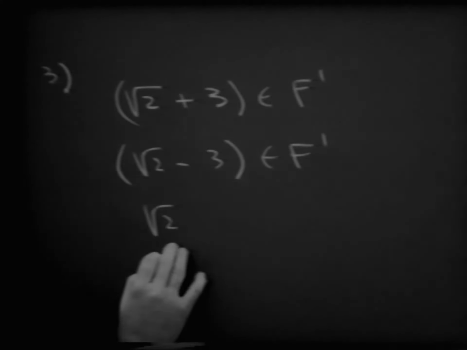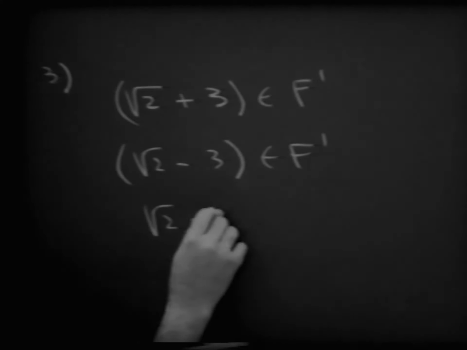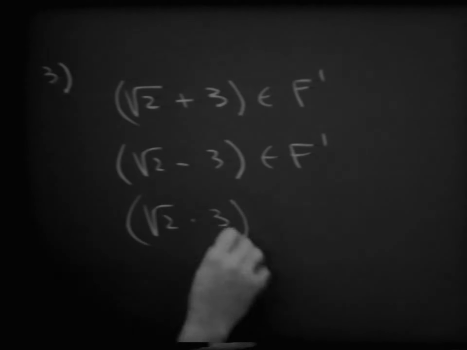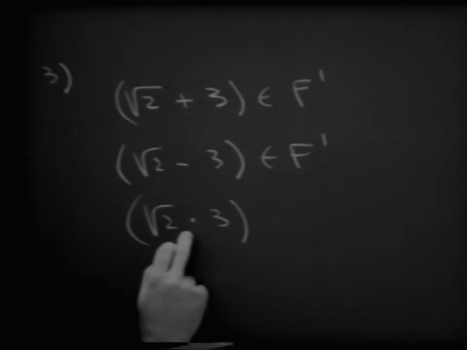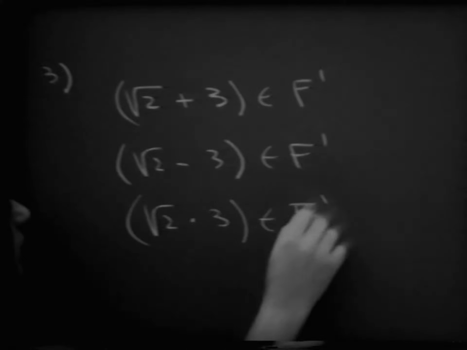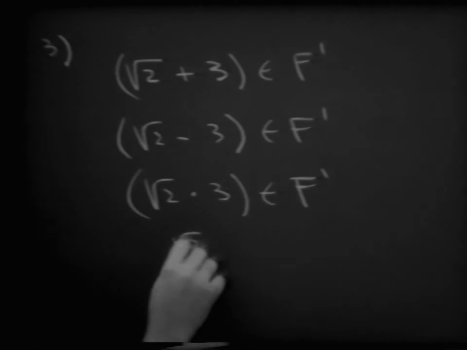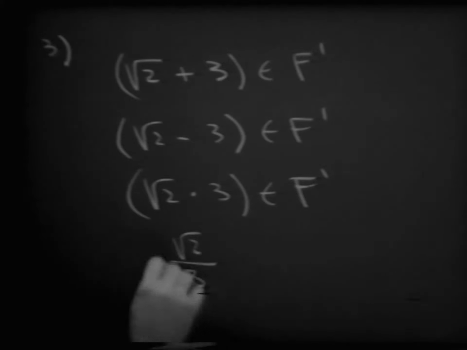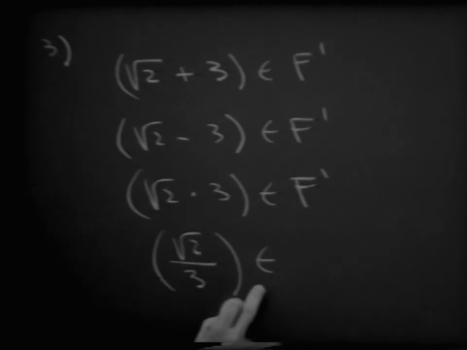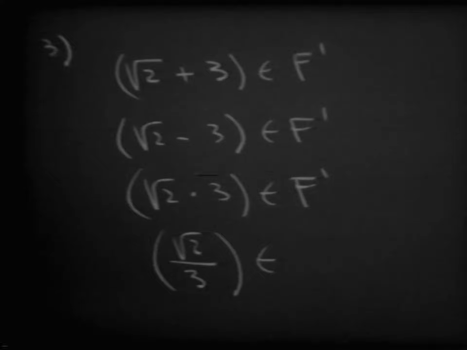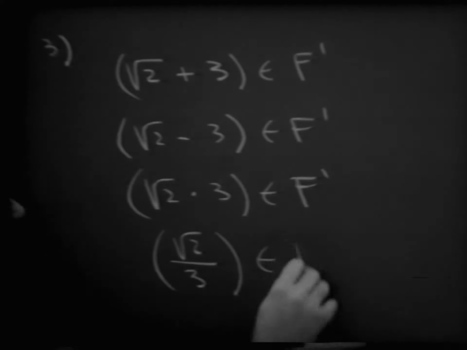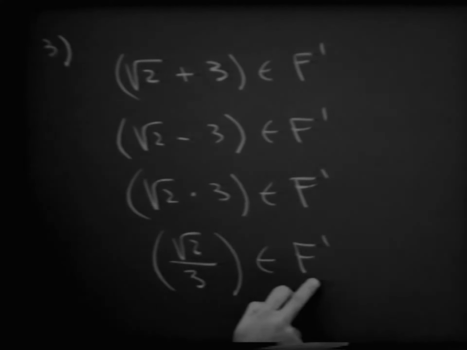It's also an irrational number. Suppose we were to take an irrational number and multiply it by a rational number. In this case, if we were to indicate this multiplication, I think you will agree that this is also an irrational number. And finally, let's take, say, the square root of 2 divided by 3. And what kind of a number is this? It is also irrational, an irrational number, which we can indicate as f prime.